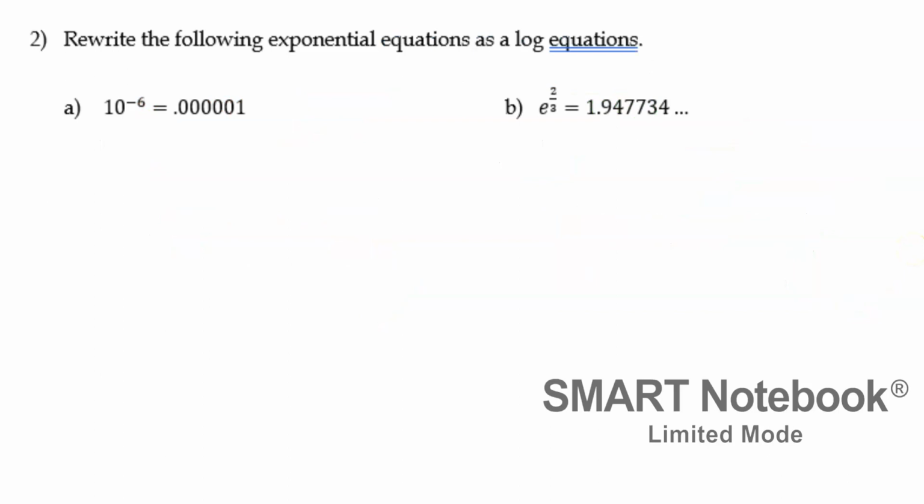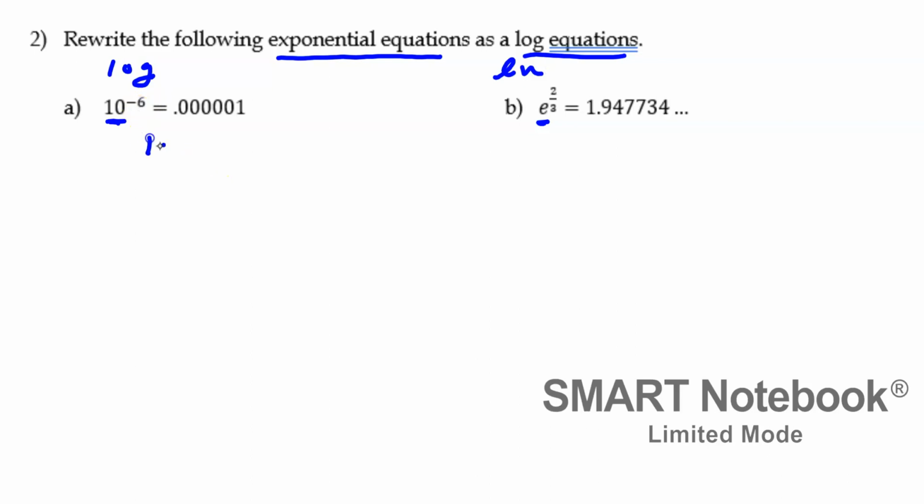Number 2, parts A and B, ask you to go the opposite way. Write the following exponential equations as log equations. So if I take a look at part 2A, the base I have is 10, which leads me to that I'm going to be using a log, versus part B, the base is e, which means I'm going to be using ln. So this time my exponent is negative 6.